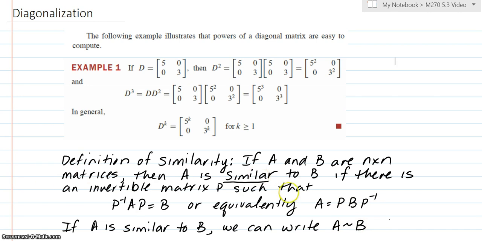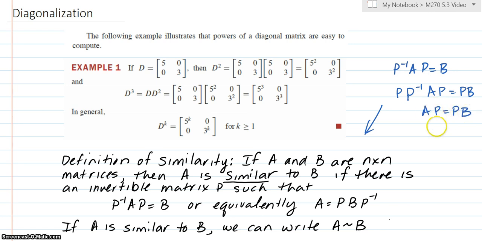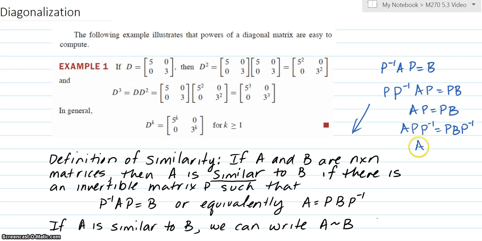First of all, to see these are equivalent: they're equivalent because if you multiply both sides by P on the left, you just always have to make sure you do it on the left. Then we just have AP equals PB. And then I'm going to multiply both sides by P inverse on the left. We have A is equal to P B P inverse. So you have it.